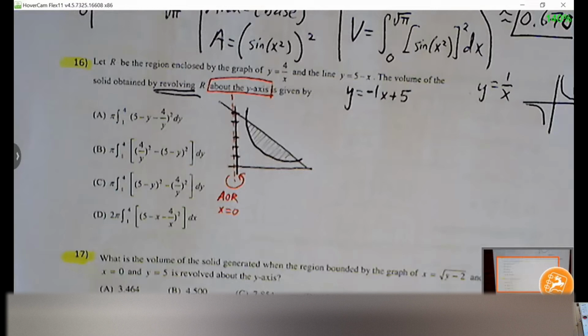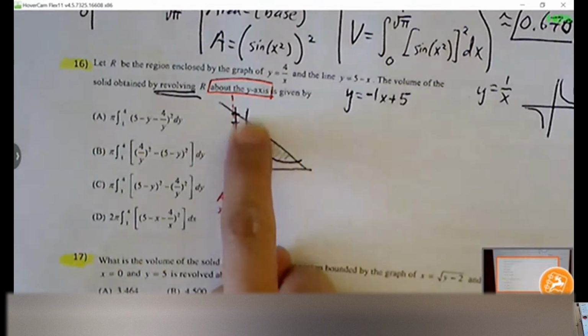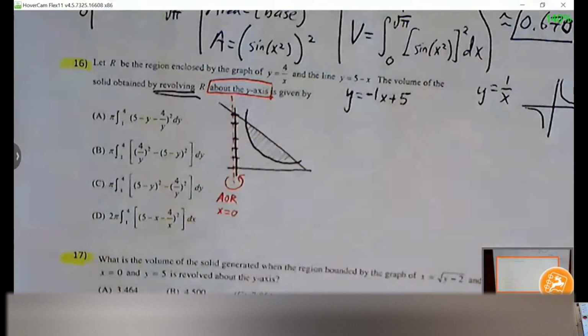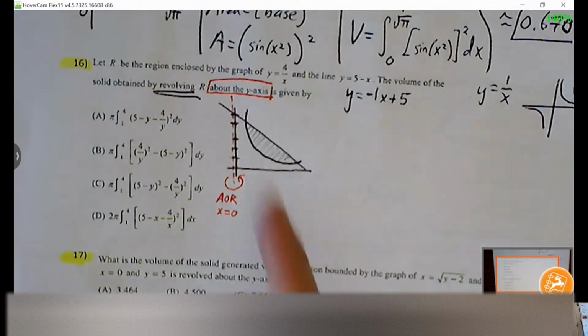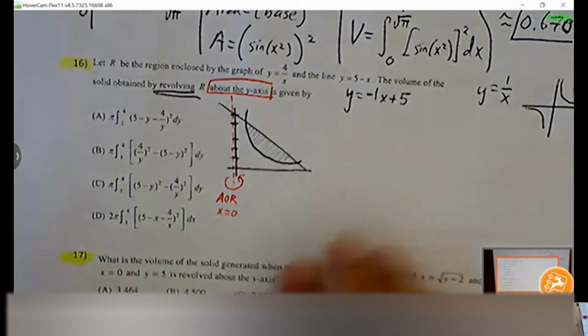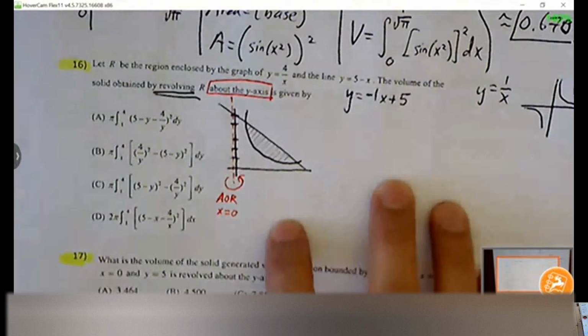So disc or washer method? Washer method, right? There's no flat surface up against that axis. Even if it's touching the curved region, that's still going to be washer. But here it's more obvious, this is a complete gap. Okay, so I'll write that down here, washer.